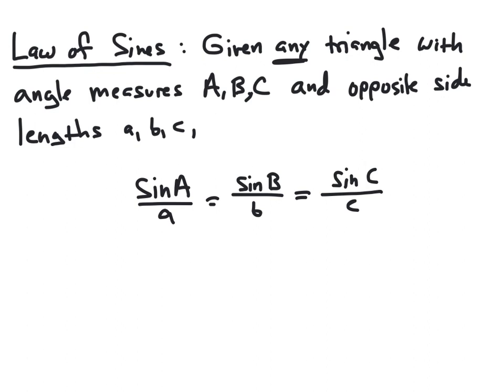So for example, we could use that the sine of A over a and the sine of B over b are equal, or we could use that the sine of A over a and the sine of C over c are equal, or the sine of B over b and the sine of C over c are equal. It really depends on what we're given and what we know at that point in the problem.